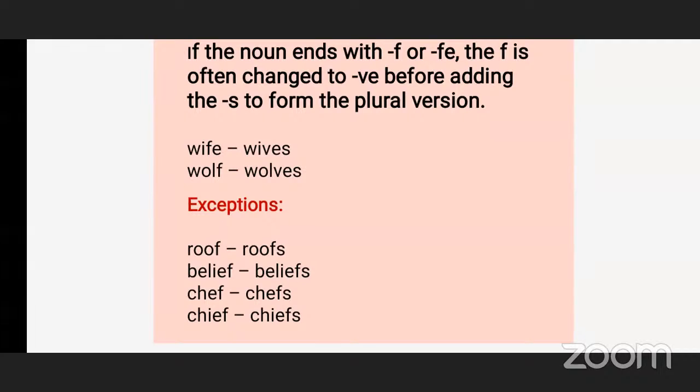Okay, yes. Next question to Srivatsan. Did you send me any answer? Srivatsan? Ma'am? Yes, did you send me any answer? Did I ask you any question? Ma'am, you asked me the plural for leaf. Okay, leaf, okay, ma'am.